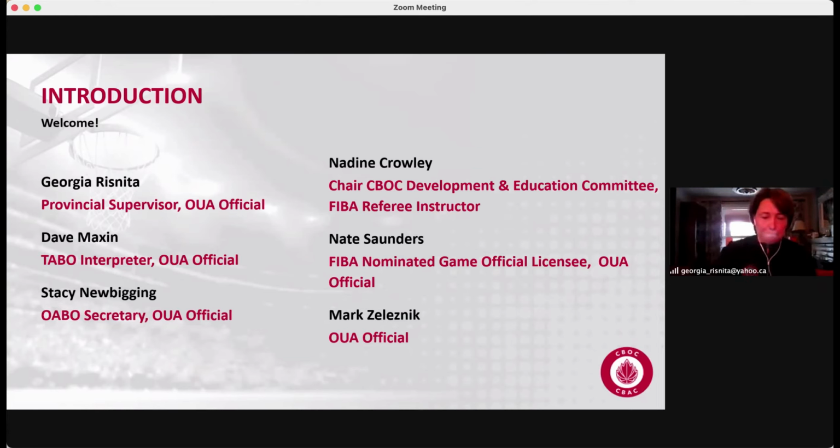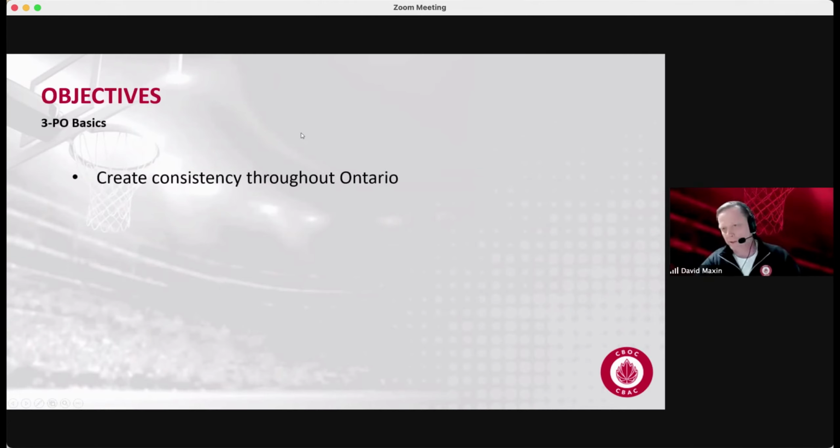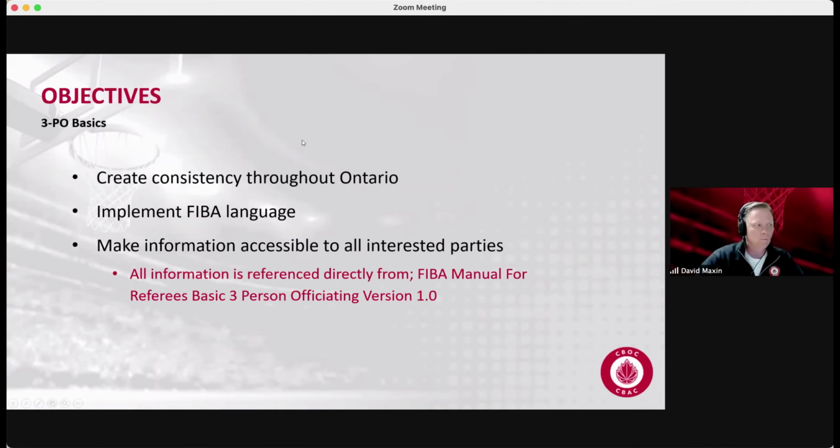Okay, just want to remind everybody of our objectives, and they haven't changed. We want to create consistency throughout Ontario. We want to implement the FIBA language, and we want to make all the information accessible to all interested parties. And all the information is referenced directly from the FIBA manual for referees, basic three-person officiating, version 1.